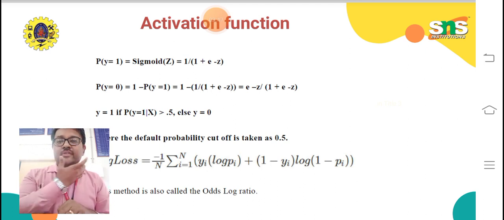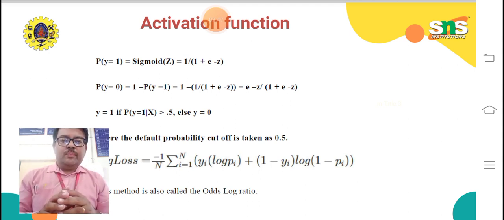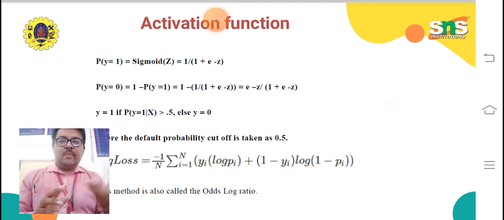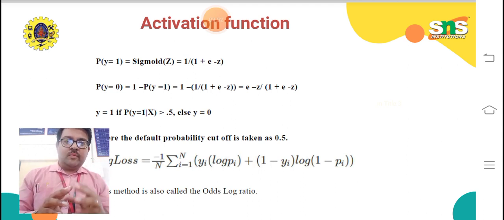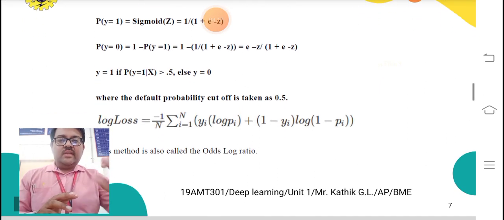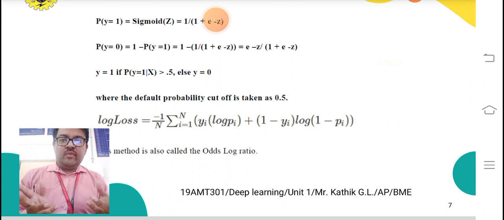Logistic regression is based on a probabilistic technique. Probabilistic means finding out the possibility. So P of y equal to 1: what is the probability of y becoming 1, the output becoming 1? For that you apply the sigmoid function of z, that is 1 divided by 1 plus e to the power minus z. And what is the probability of y equal to 0? For that you take 1 minus the probability of y equal to 1, and you will get the probability of y equal to 0. The default probability cutoff is taken as 0.5, that is a 50% chance.